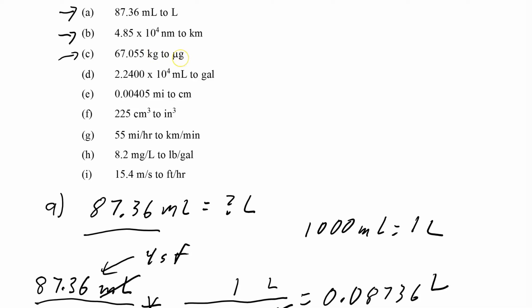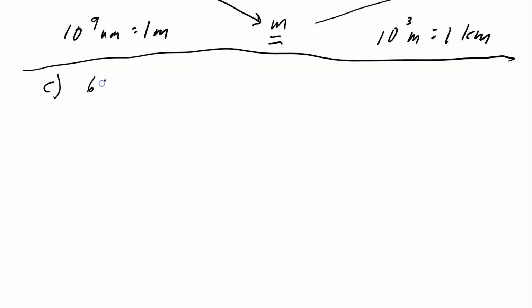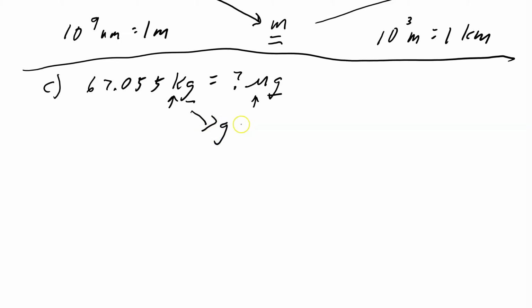67.055 kilograms to micrograms. Let's write that down. We have 67.055 kilograms, and we want to know how many micrograms that is. This problem is pretty much the same as the previous one in that our base unit is the gram, and in both cases our measurement given and the unit for our answer has a prefix. So again, we're going to make this a two-step process. We're first going to convert kilograms to grams, and then we're going to convert grams to micrograms.